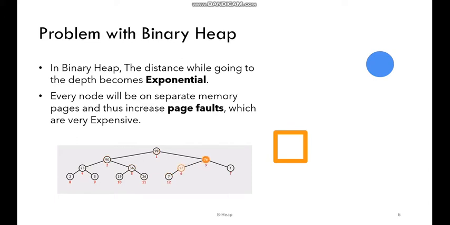There are two reasons why we should not use binary heap in virtual memory. The first is that the distance as we go to depth becomes exponential. As you can see in the animation below, this is how the binary heap grows. It grows exponentially. At level 0, there is only one node. At level 1, there are two nodes, at level 2, there are four nodes, and at level 3, there will be 8 nodes, and thus it grows in powers of 2, which is exponential. The second reason is that every node will be on a separate memory page. This increases the memory page faults, which are very expensive.